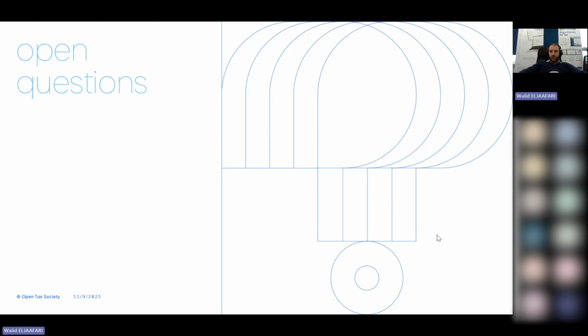So there is a question from Salvador. This is a very good question. It's the question of the ability to create an indicator of tax system complexity.